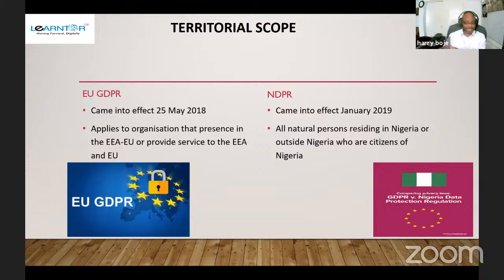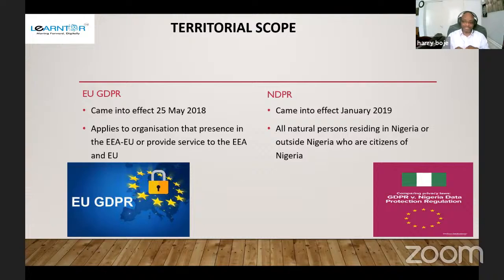Why the NDPR is taking, what I would say is just, I hate using the word copy. It's just, we take the inspiration from the EU GDPR. It's similar in some context. It came into effect in January 2019, to be precise, 25th January 2018. And it covers all people residing in Nigeria and outside of Nigeria.